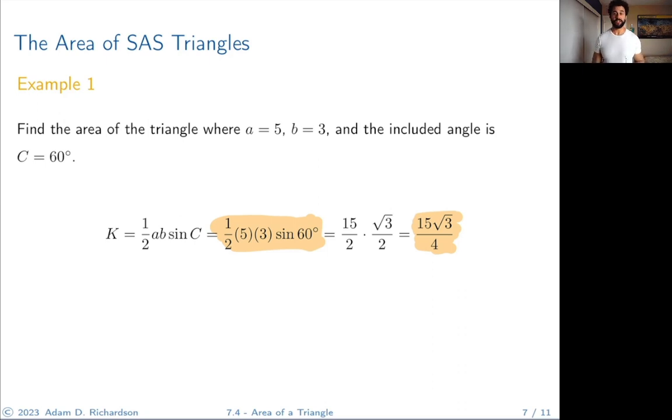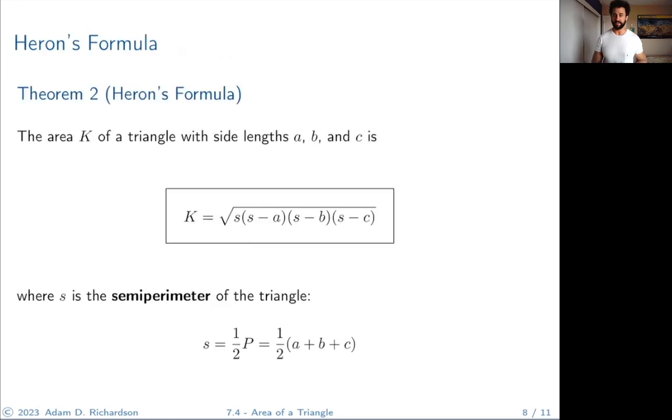Okay, now let's learn a new formula for the area of a triangle. This one is called Heron's formula. This theorem says the area K of a triangle with side lengths A, B, and C is the square root of this value, S times S minus A times S minus B times S minus C. And here the value S is called the semi-perimeter of the triangle. What's the semi-perimeter? It's half the perimeter.